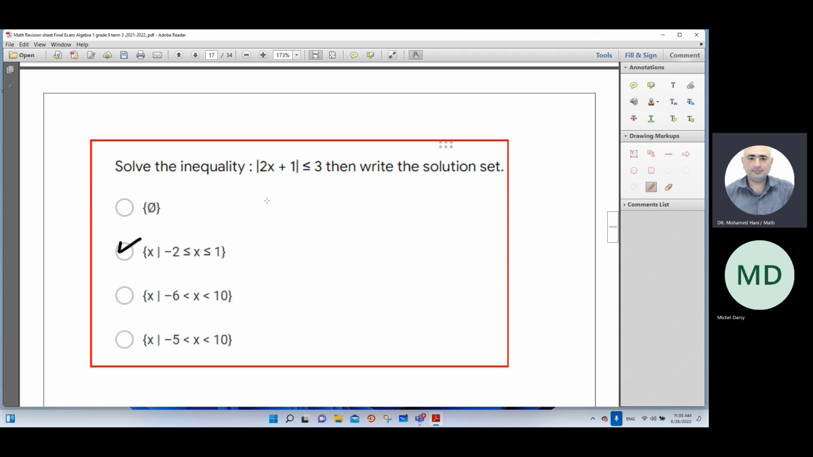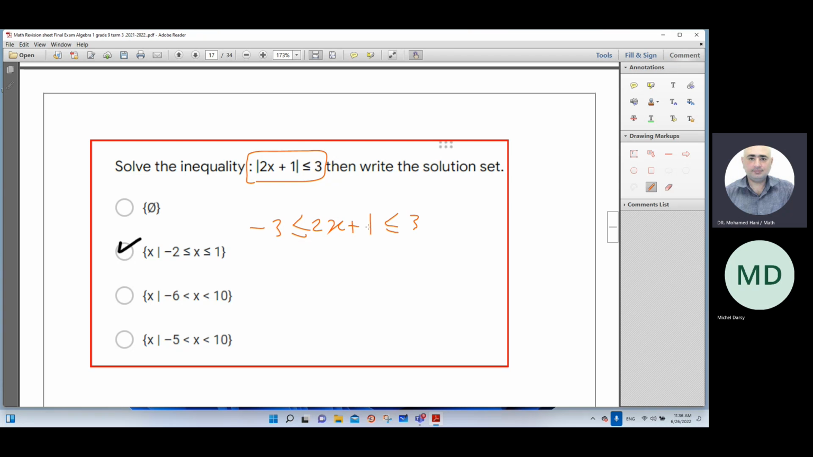Solve the inequality when you have absolute value. As you see here, when you have absolute value, you can take the inside of the absolute value less than and greater than the negative value and the positive value. Then you can solve the compound inequality here.